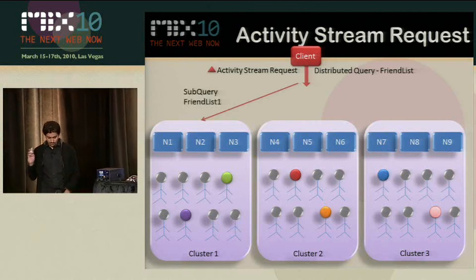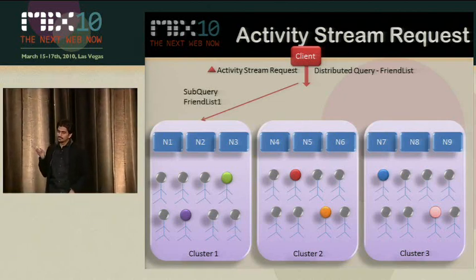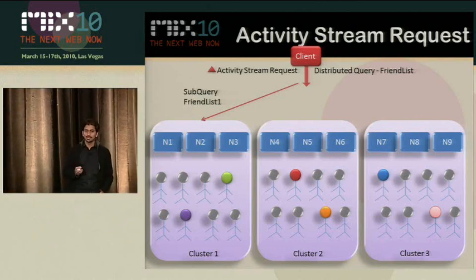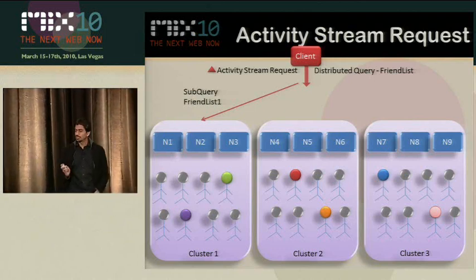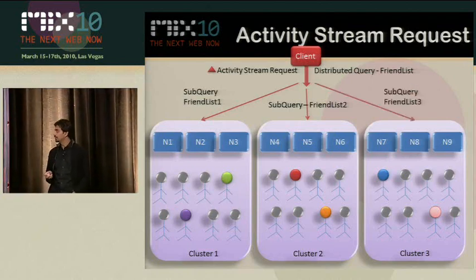Now, what happens is we know that your friends are probably scattered throughout all our clusters. What we do is we create a subquery targeted for cluster 1 that has only the friends that live in cluster 1. Again, we can do this because it's a simple mapping function. And we do the same thing for cluster 2 and cluster 3.